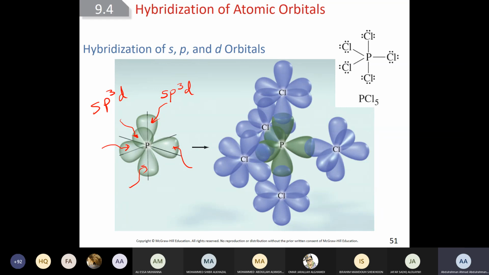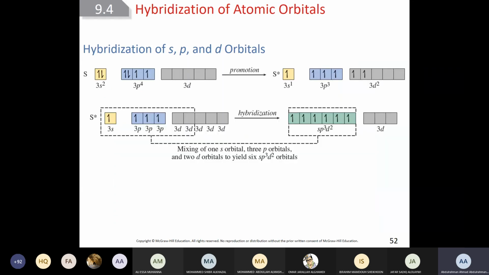Then the chlorine will come and interact. What type of interaction? Sigma. How about this interaction? Sigma also. How about this interaction? Sigma. And how about this interaction? Sigma. And also the one we did. So we have 5 sigma bonds: 1, 2, 3, 4, and 5. Good.